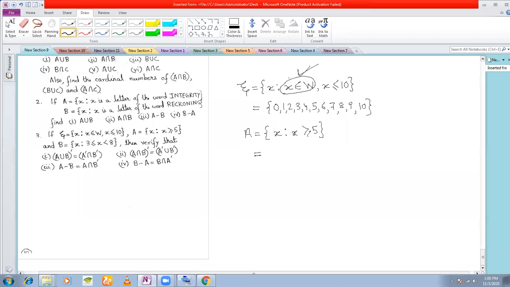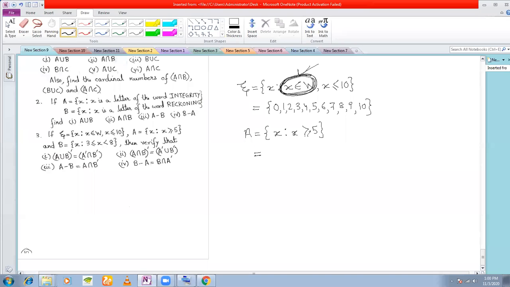Sir, I haven't understood this one. See, the universal set consists of whole numbers. Universal set consists of whole numbers. That is why whatever sets that are related to the universal set will also be whole numbers.